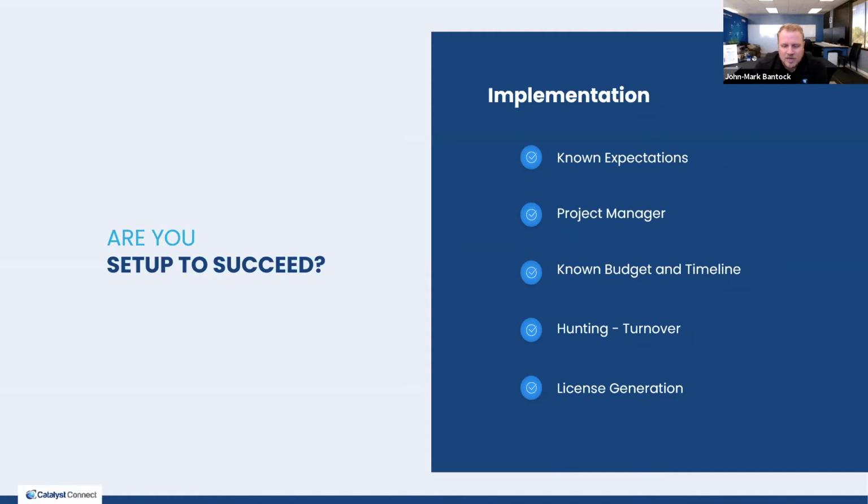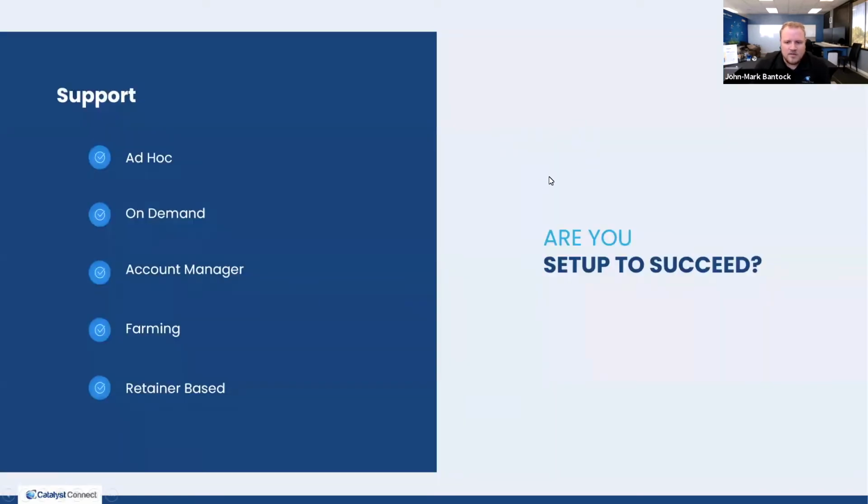We have known budgets and timelines, and you're typically hunting for new business. These are new folks into the system, and you have turnover. This allows you to obviously focus on license generation, and you can build a larger network of companies that you've supported. On the flip side, if we head over to support, we typically are in a farming type environment.